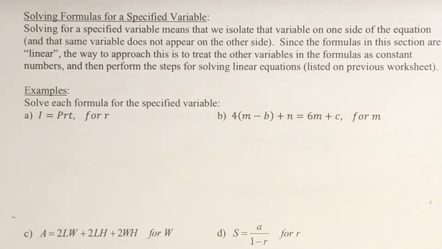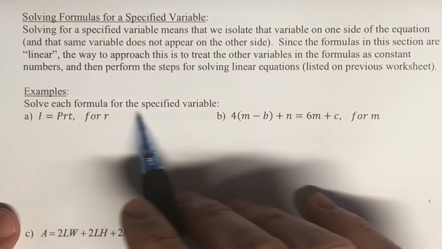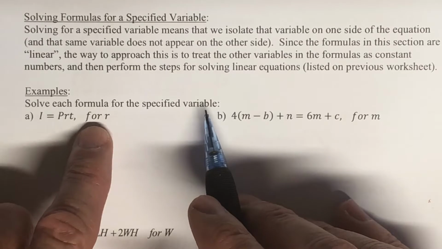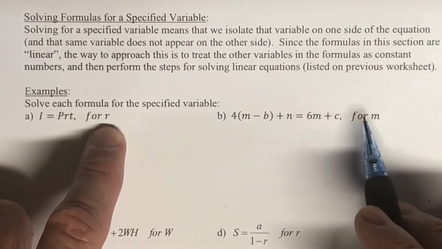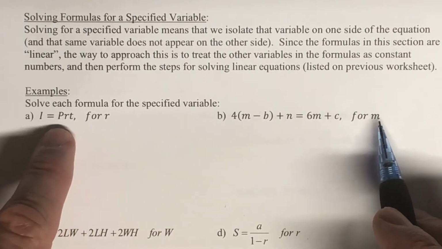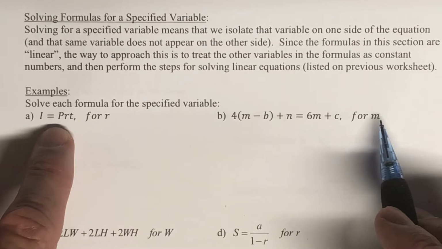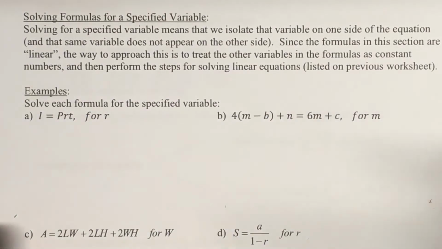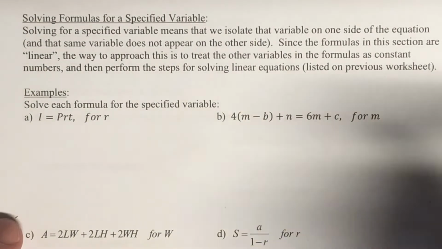So, as it turns out here, when they ask you to solve a formula for a specified variable, for example here, that specified variable is r. In this problem, it's m right here, they tell you at the end. Okay. You need to pretend like the other letters are constant numbers. It doesn't mean that you need to actually replace them with constant numbers. In fact, don't do that. But you kind of pretend like they're constant numbers.